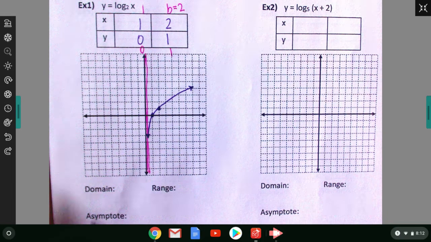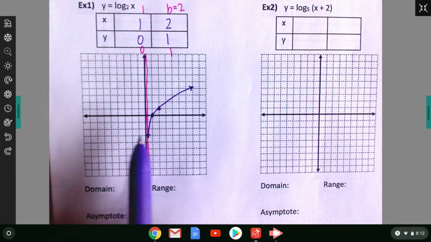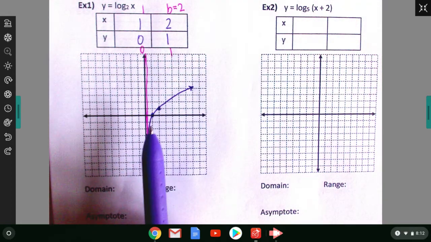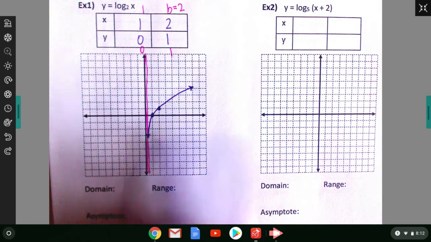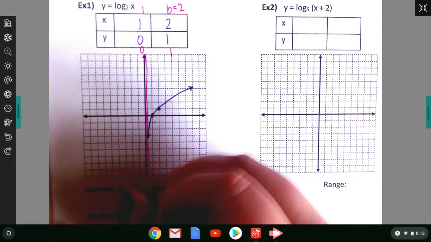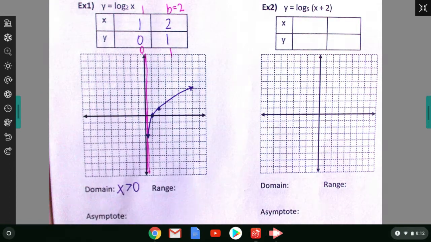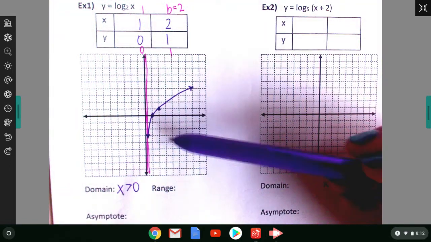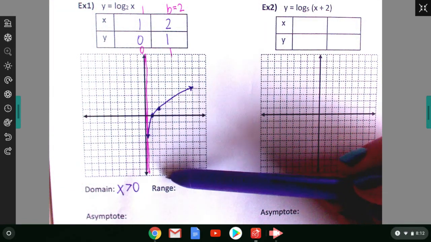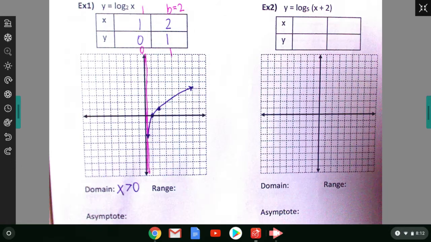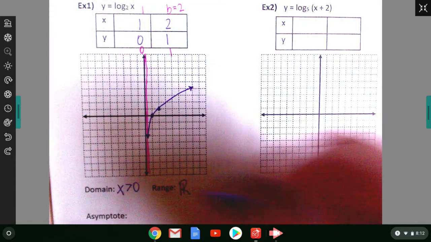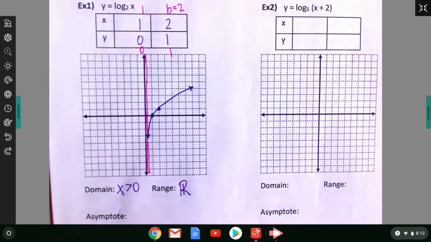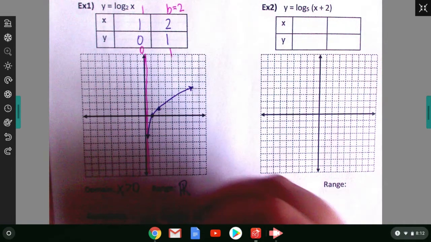So domain is wherever the x's can live, and we've set our asymptote to say that they cannot cross and come over here. So it's everything to the right of 0. So x greater than 0. Our range, however, goes as far down as it wants, as well as far up. So it hits everything, all reals. And then our asymptote line, as we mentioned earlier, is that line x equals 0.